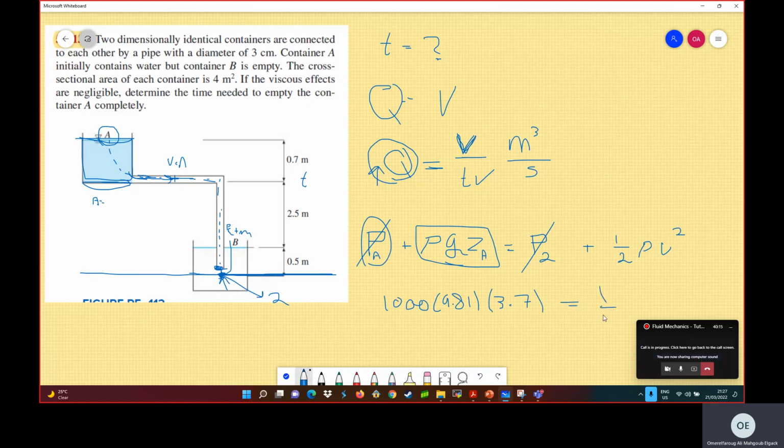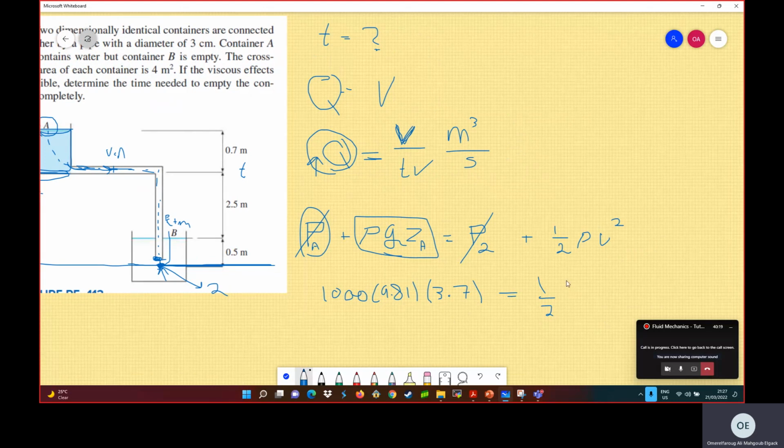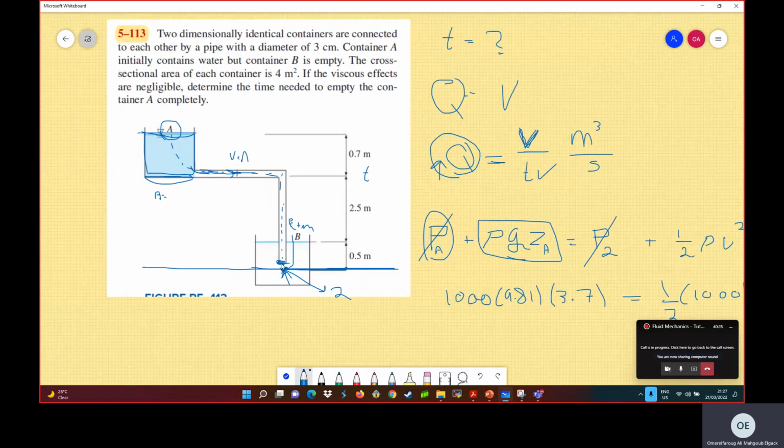is equal to half, and then rho is also 1000, and then V squared is unknown, the velocity at which the water here will exit, and then the water will go until it hits the bottom of the tank. So the velocity here is approximately the same as here. Of course it's not exactly the same, but we don't have another way to apply the Bernoulli equation.